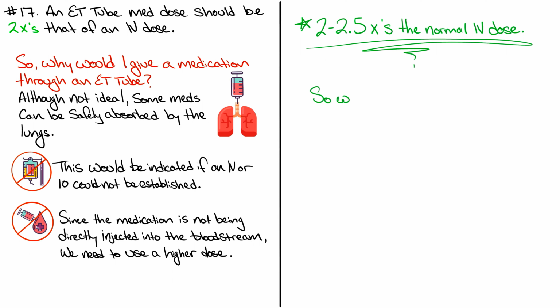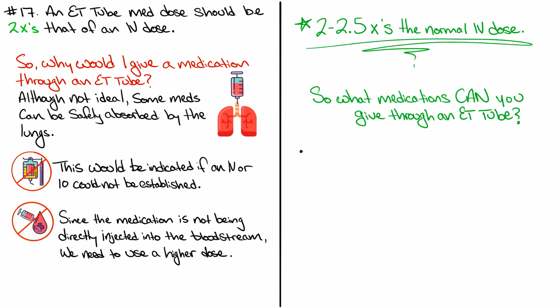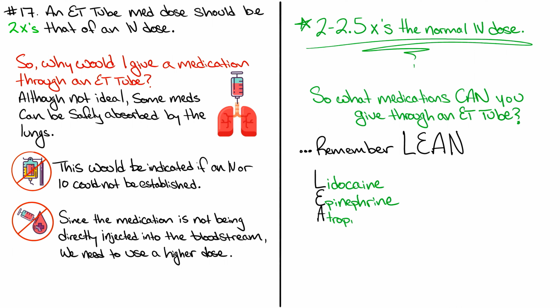IV dose. So what medications can you give through an endotracheal tube? Well, remember the acronym LEAN. L stands for lidocaine, E stands for epinephrine, A is atropine, and N is Narcan or naloxone. These 4 medications can be given through an endotracheal tube at a dose that's 2 to 2.5 times higher than that of an IV dose.